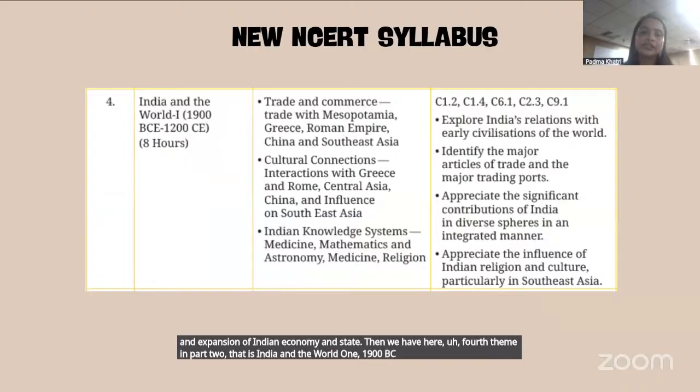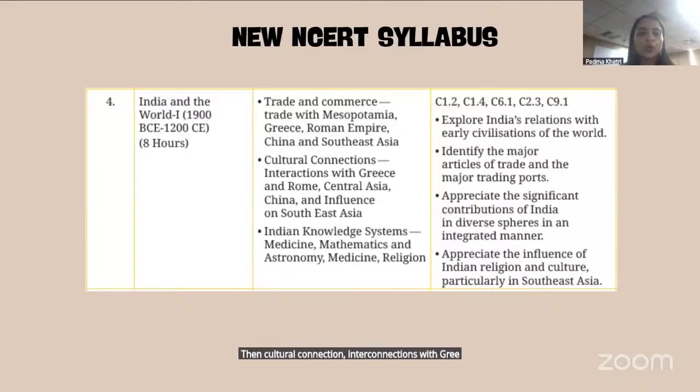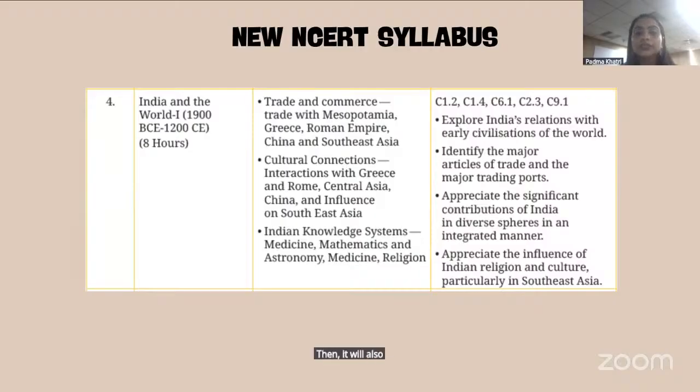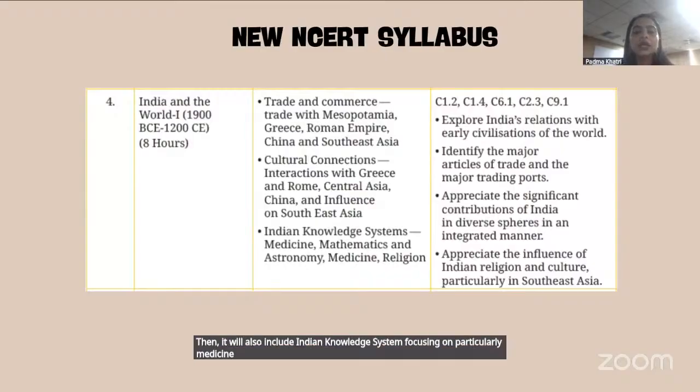That will have concepts such as trade and commerce, trade with Mesopotamia, Greece, Roman Empire, China and Southeast Asia. Then cultural connections, interconnections with Greece, Rome, Central Asia, China, and influence on Southeast Asia. Then it will also include Indian knowledge systems, focusing particularly on medicine, mathematics, and religion here in India.